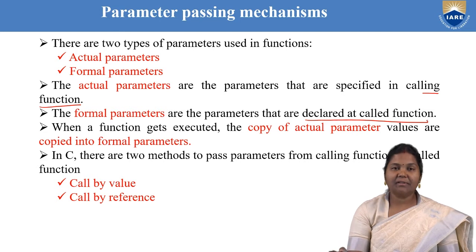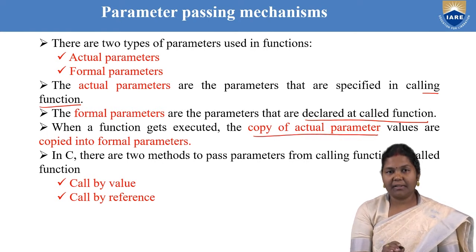So there is a difference in the terminology. The parameters which are passed from the calling function are called actual parameters, and the parameters which are received by the called function are called formal parameters. So when the function gets executed, a copy of the actual parameter values are copied into the formal parameter.